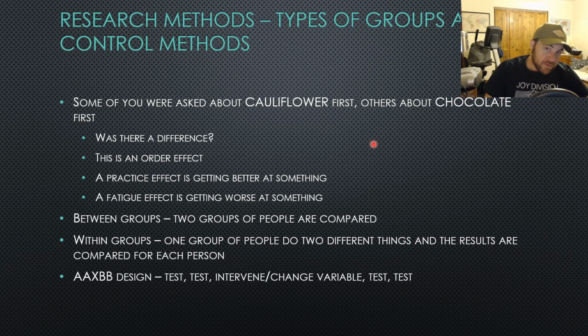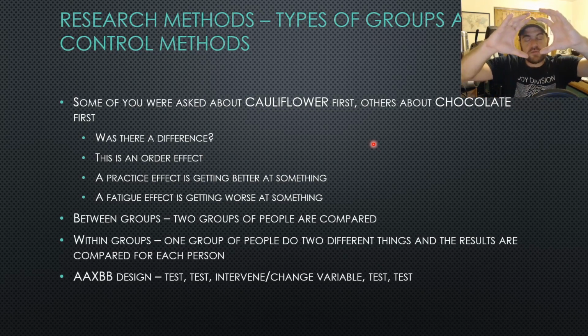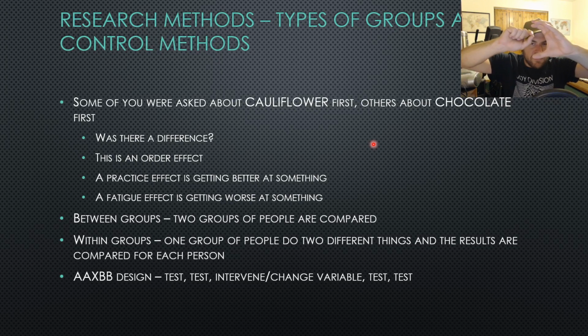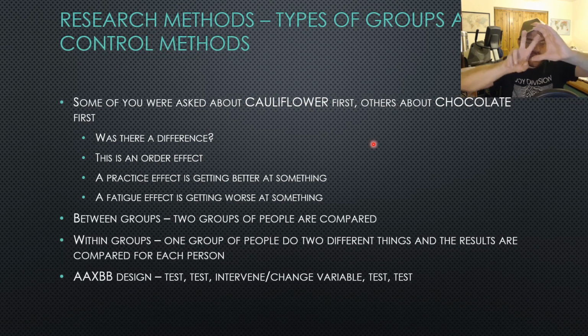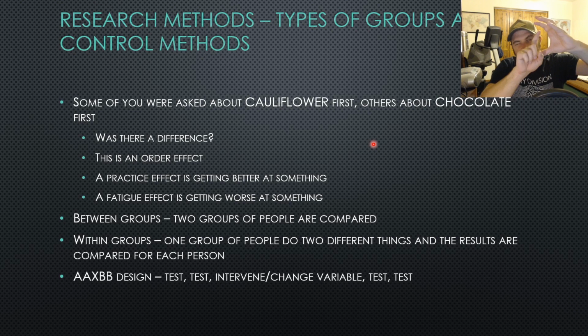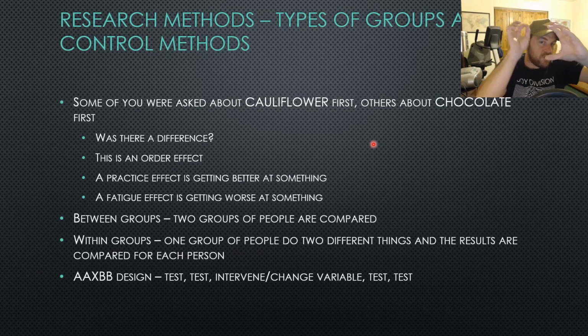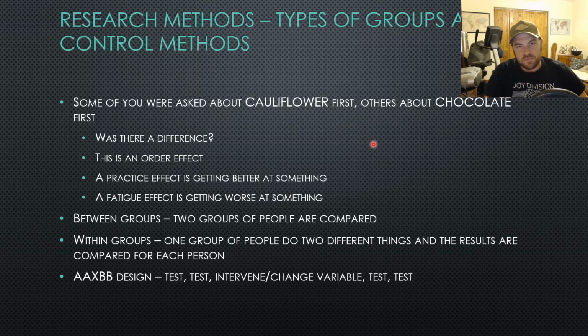A within groups design is different. That's where you take one group and you actually want to look at the difference between the one person at two different levels of something within that group. So you take all these people and you look at how each person in there changed in relation to themselves. That's a within group design. Think about our headache medicine example.